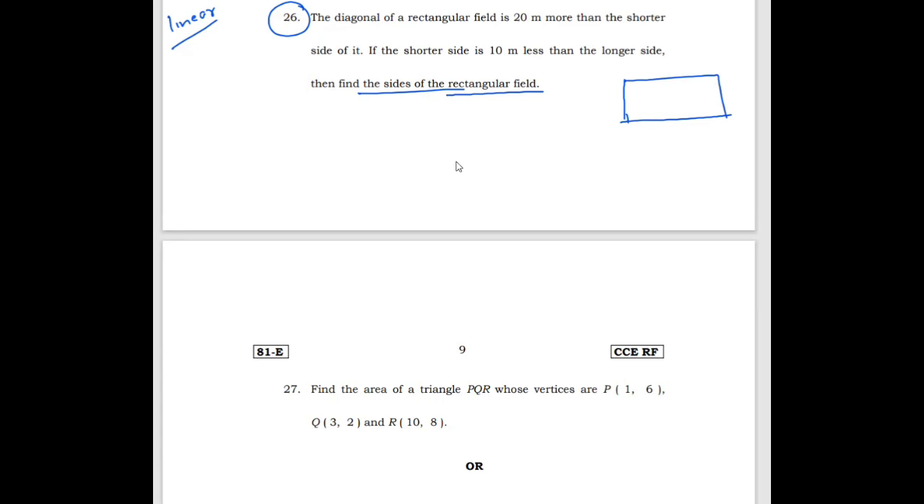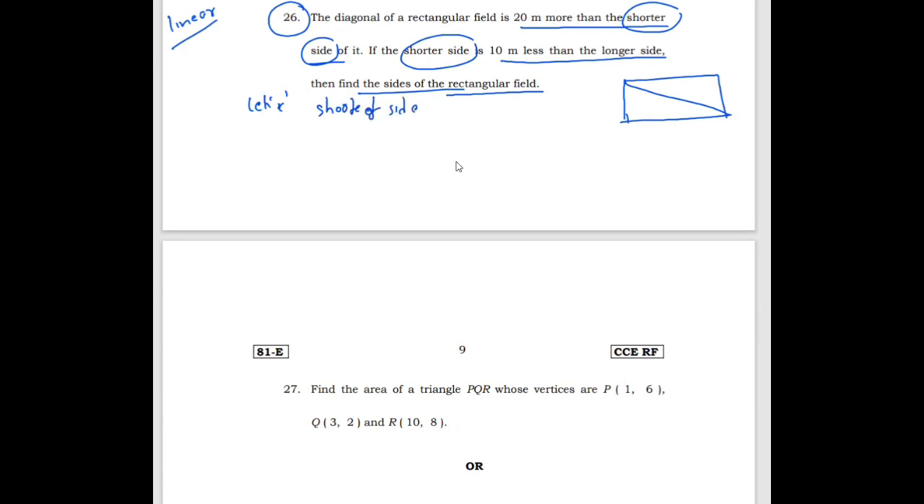The diagonal of a rectangular field is 20 more than the shorter side of it. The shorter side is 10 meters less than the longer side. Okay, if you see, in both the cases, the shorter side is used to compare to get equations. They have also mentioned a diagonal, so I'll draw a diagonal. So now the shorter side is the common one in both these expressions here, both these statements here. So what I will do is I'll consider, let x be the shorter side.